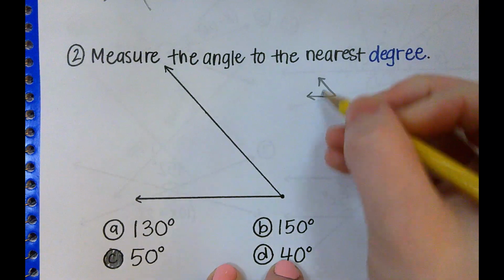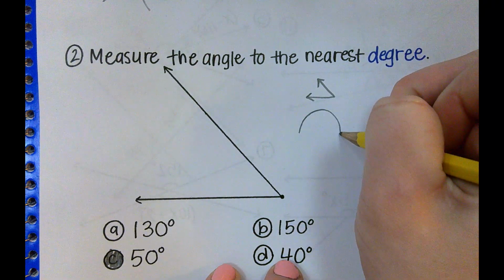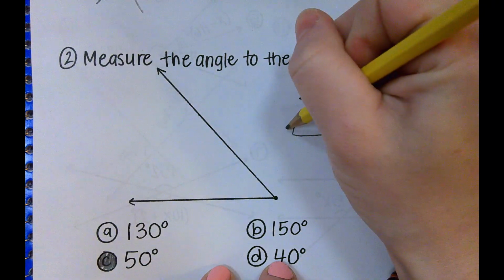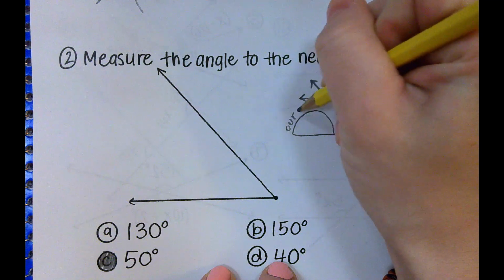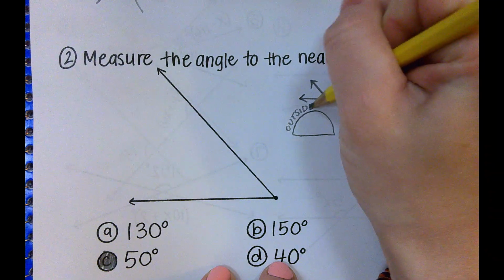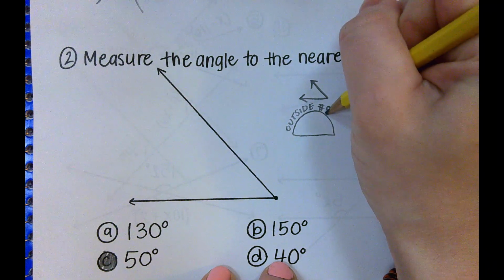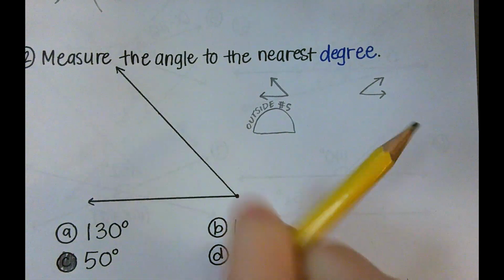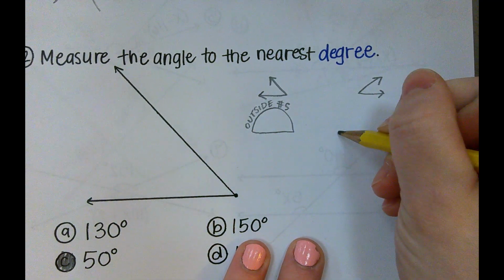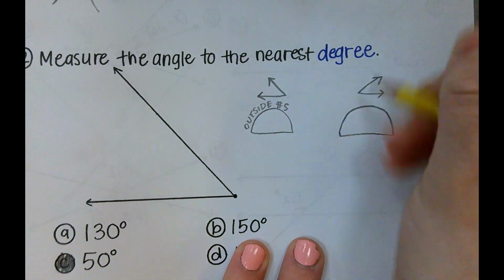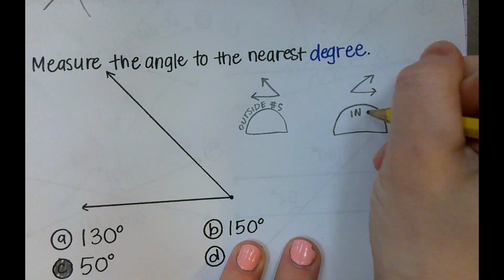So if your angle's facing left, we'll make a little note here. We use the numbers on the outside. If your angle is facing right, we use the numbers on the inside.